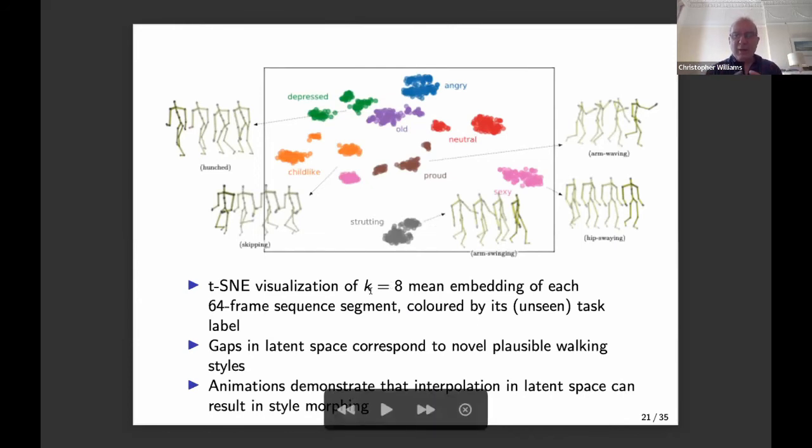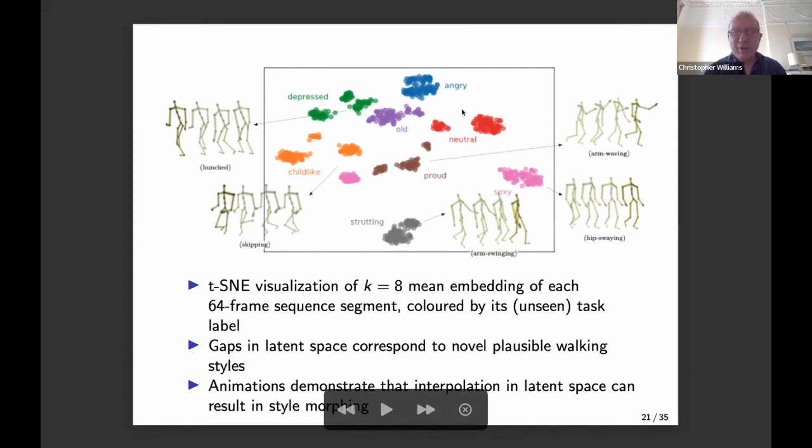I'm showing you here the results of a t-SNE visualization of the 8-dimensional Zs. We divide each sequence of motions up into 64 frame segments, and each little dot here is the mean embedding for each sequence. What we can see in the t-SNE plot is the kind of structure you'd hope: the different styles of walking have mapped to different places in Z space. So we can get a latent characterization of those styles.